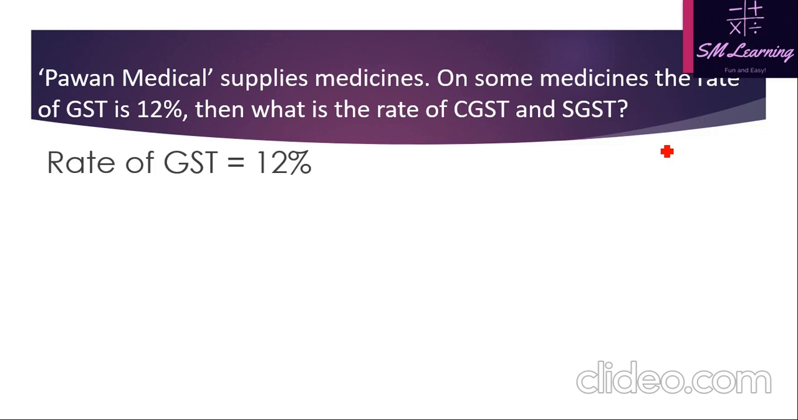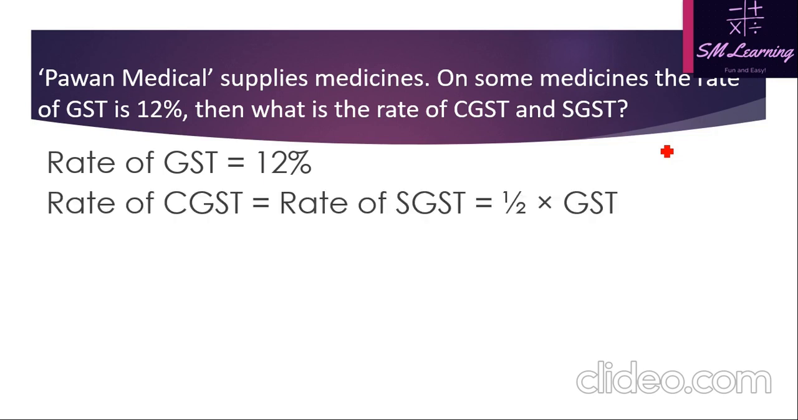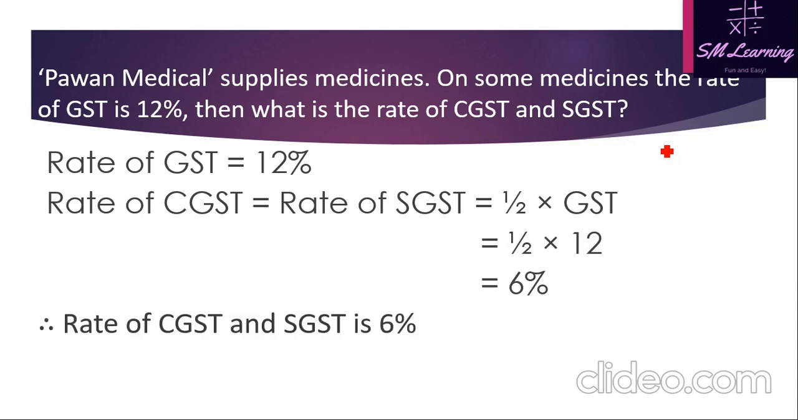So rate of GST is given as 12%. Let us write that down. Now we all know the formula. What is the formula? CGST is equal to SGST is equal to half of GST. Now the rate of GST is 12. We just have to substitute the value. So half of 12 is nothing but 6%. So therefore the rate of CGST and SGST is 6%. I hope this is clear.